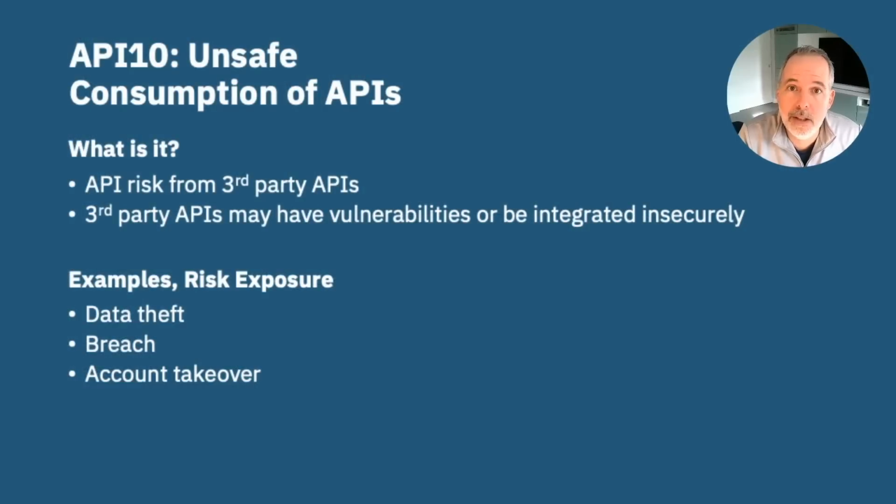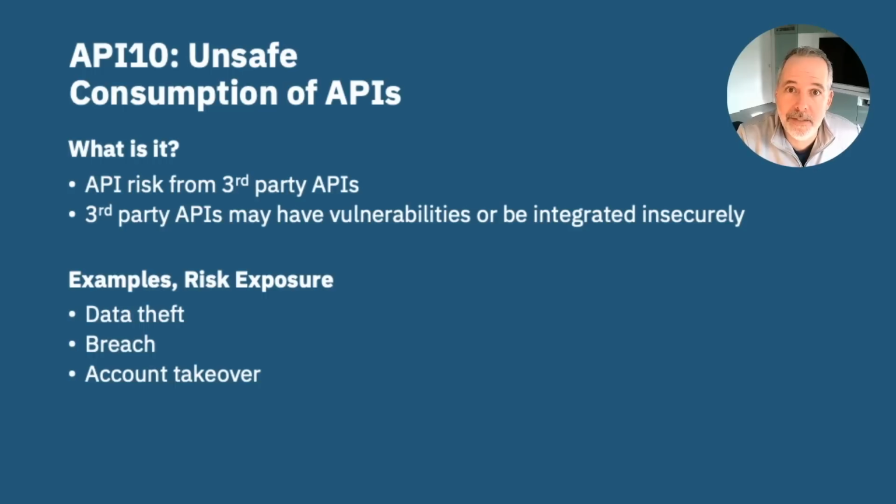Now, most organizations are now integrating with dozens or hundreds of third-party providers via their APIs. And we cannot just assume that because an API comes from Salesforce or DocuSign or Stripe or anyone else, that they're safe and free of vulnerabilities and cannot be hacked. And sometimes it's not even an issue of the API itself, but more about how we integrate and implement it in our own code. An improperly integrated third-party API can lead to data theft, breach, account takeover, and other exploits.